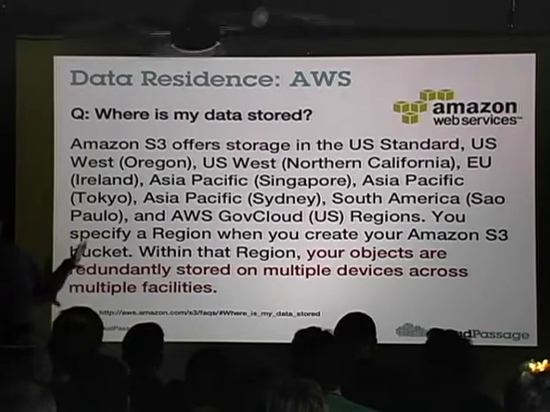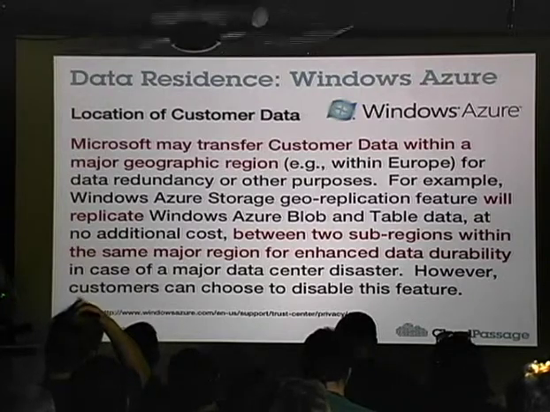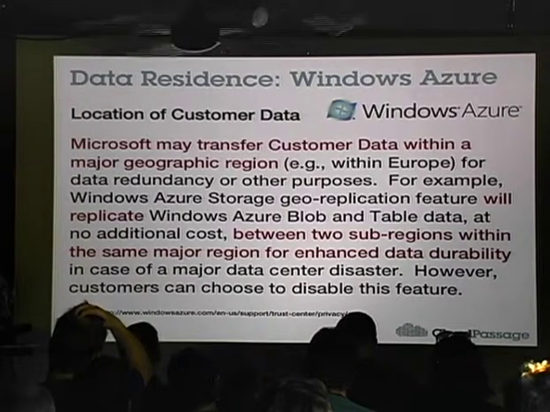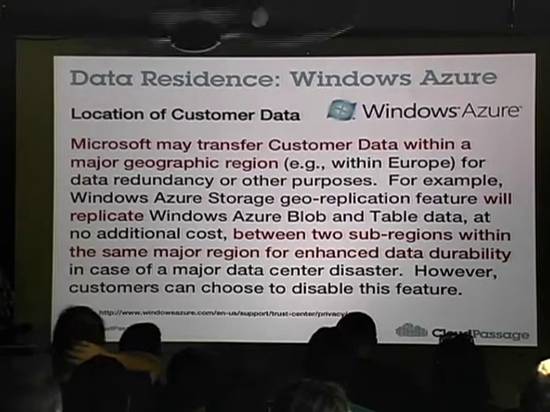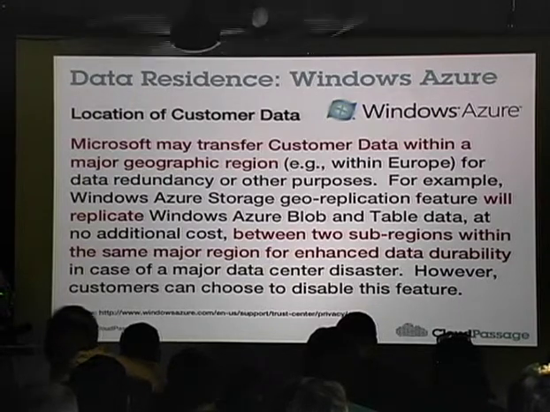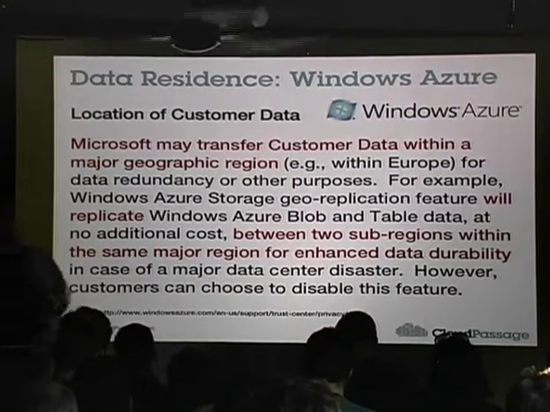This actually isn't so bad. This one, Microsoft may transfer customer data within a major geographic region, and it'll replicate between two subregions within the same major region for enhanced data durability. Not security, durability. So it's going to be very durable, but you're not going to be able to find it. Kind of a big problem.